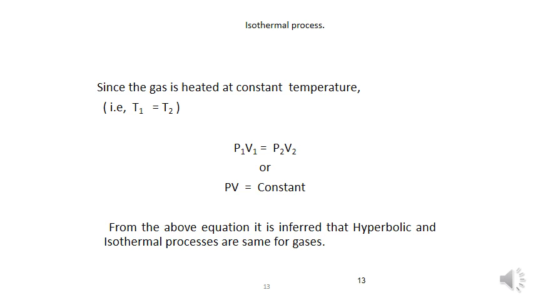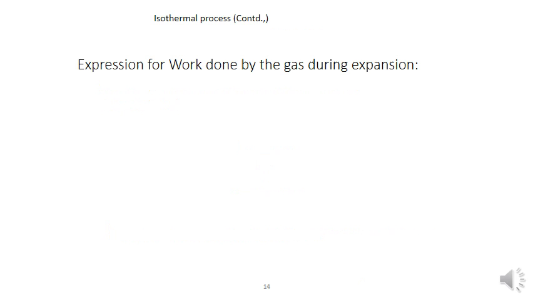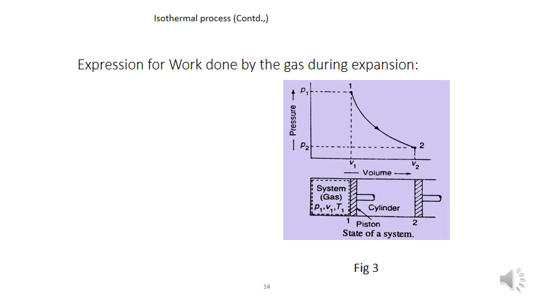Since the temperature difference dT is equal to 0, the change in internal energy is equal to 0, and the change in enthalpy is also equal to 0, because all these terms depend upon the temperature only. From the above expression, we get the work done by the gas during the expansion. This is the PV graph. Whatever the work done, the area is in the shape of a hyperbola. So that's why we call it a hyperbolic process.